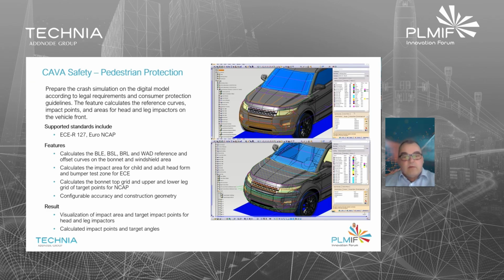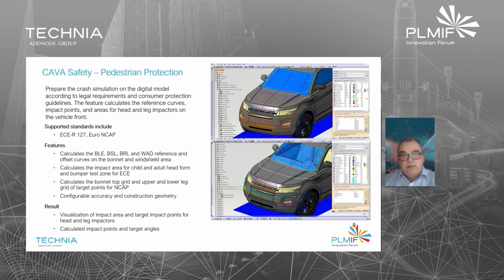create all elements that are relevant according to legal standards like the ECE R127 or also the Euro NCAP assessment program, where you can get a star rating. And of course, during design, you want to ensure that you get a good star rating. So what these functions can do for you is determining the impact zones. There are impact zones for the head impactors and leg impactors, so the vehicle engineer will get immediate feedback where these impacts will happen.